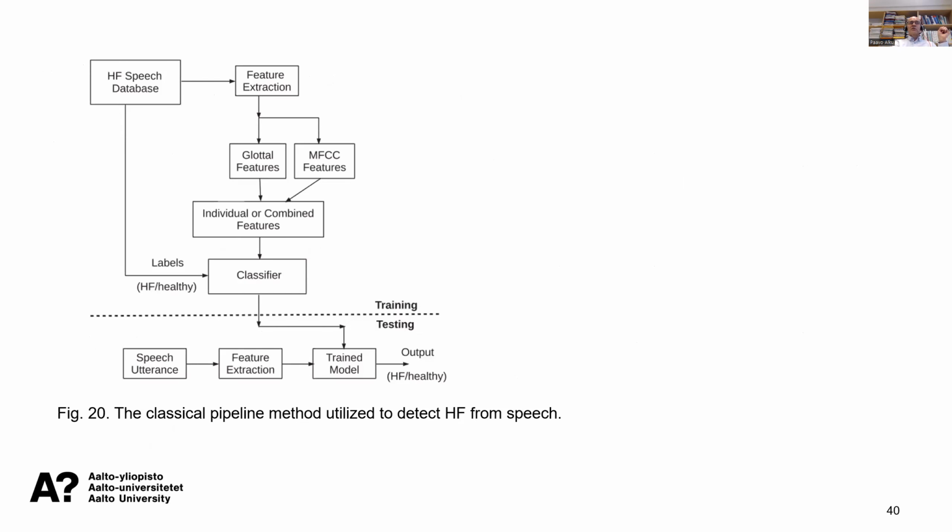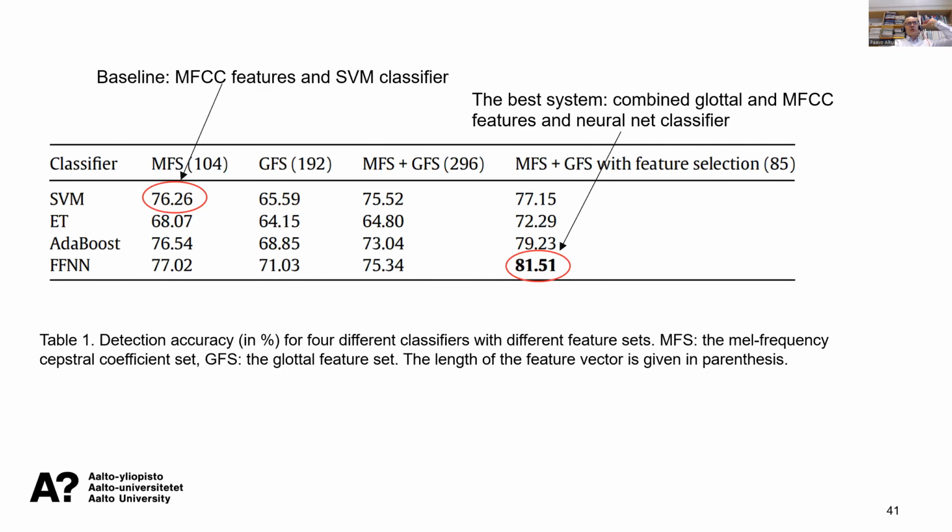So we built this kind of classical pipeline system. Again, this is the pipeline: microphone signal, features extracted, SVM classifier, trained for different classifiers. And what was our special goal here is that we use glottal features and then some other speech features here to see whether glottal features bring some additional information.